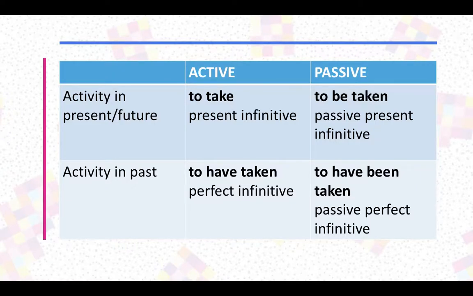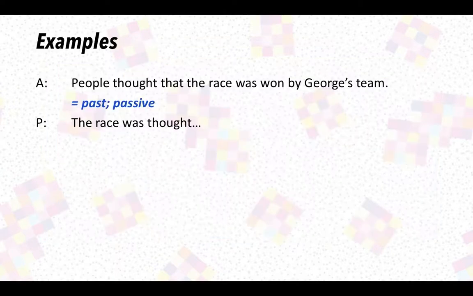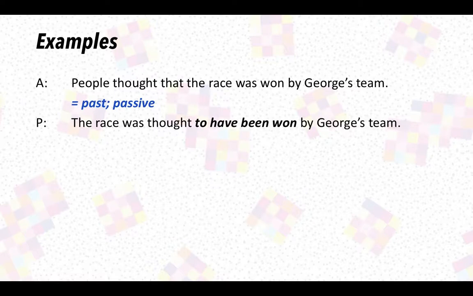And the example that I've given with to use is to have been taken, so we need to form it in that way. So, knowing that we need to use a passive perfect infinitive, the end result of our sentence will be, the race was thought to have been won by George's team. So you can see here that we have used a passive perfect infinitive.